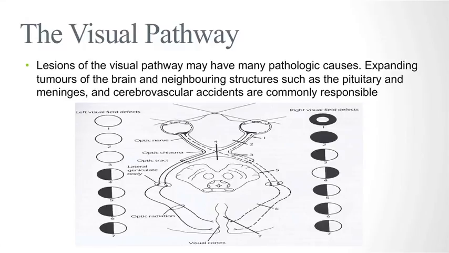Destruction of the optic radiation produces contralateral homonymous hemianopia. Here again, the pupils react normally to reflex stimulation. Finally, destruction of the primary visual cortex produces contralateral homonymous hemianopia, and the pupils react normally to reflex stimulation.